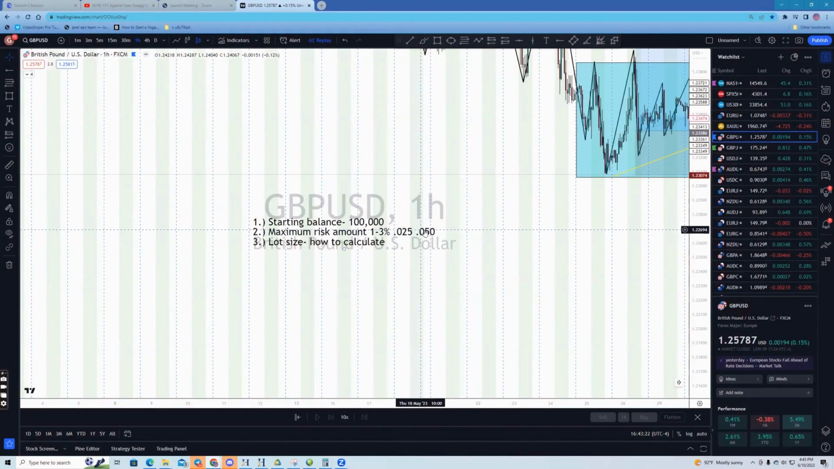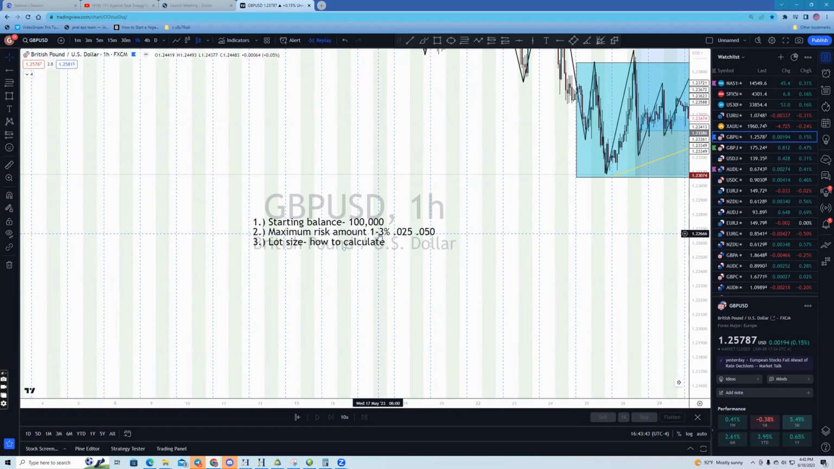Risk management. I'm trying to teach you guys how to do risk management, okay? So I'm going to keep it very short and simple. Not gonna make it difficult. We've got a starting balance of $100,000 and a maximum risk amount. That's for investors. Investors risk about 1 to 3% per trade. If you go over that amount, it's a high probability that, if you don't know what you're doing, you're gonna blow your account.